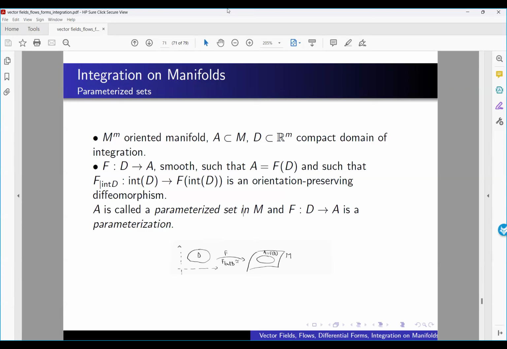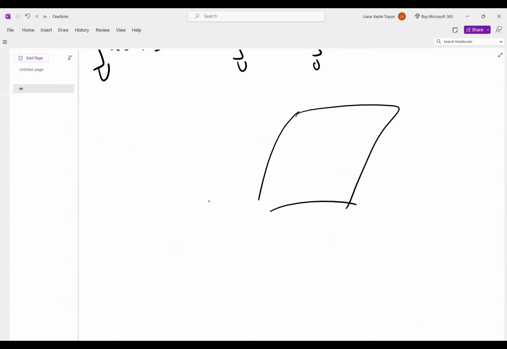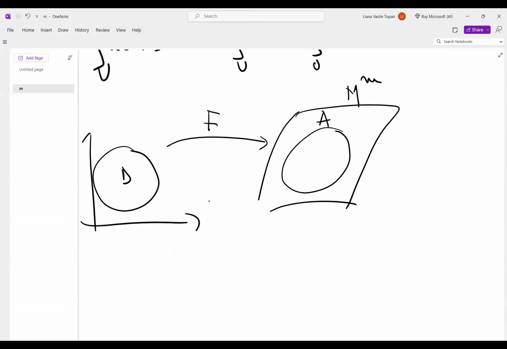I'm going to draw this thing here so we can see. So what we mean is this. You have a manifold M here, and then you take a subset of M. We want to parameterize this. So we are trying to find a function f that takes some domain D of Rm, where m is the dimension of the manifold, some domain of Rm which must be compact, with boundary of measure 0.